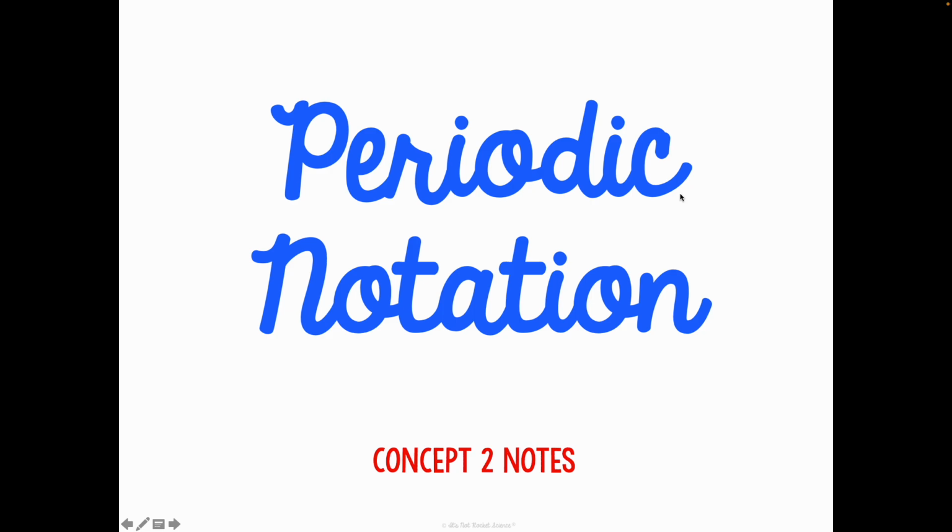This is Concept 2 Notes, and we're going to talk about periodic notation. So just what do we see on the periodic table? What does it tell us about different elements and their atoms? And how can we learn other things about atoms of elements based on ways that we write notation for them?